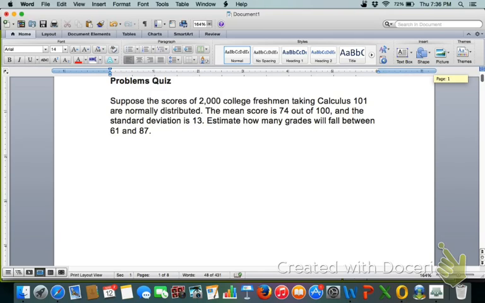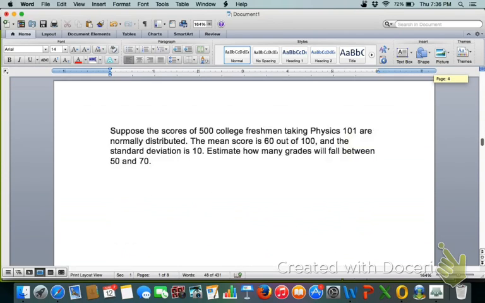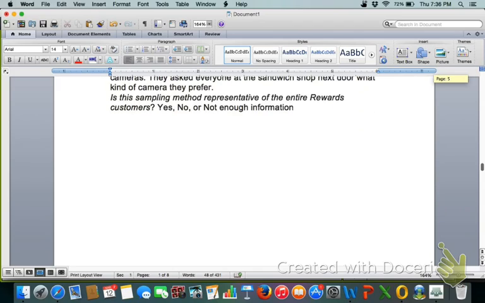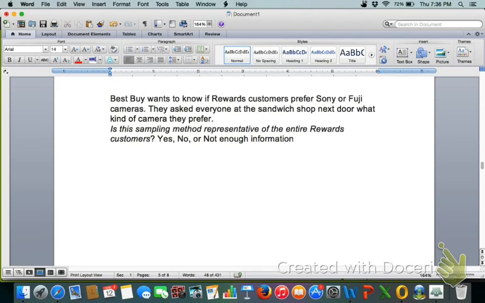So I'm going to skip all of these because they're pretty much the same, and I'm going to go to this one with the Best Buy. It says that Best Buy wants to know if rewards customers prefer Sony or Fuji cameras. They ask everyone at the sandwich shop next door what kind of camera they prefer. Is the sampling method representative of the entire rewards customers, yes or no?